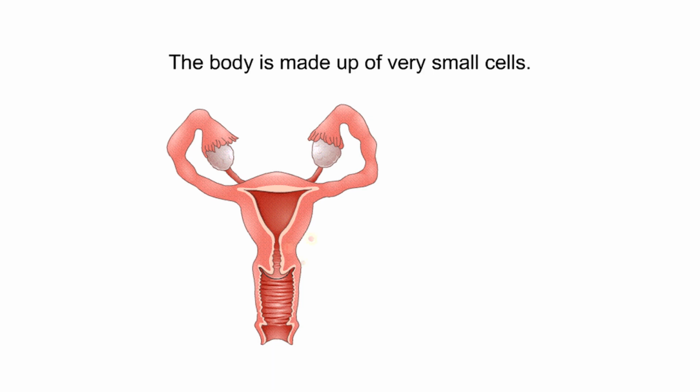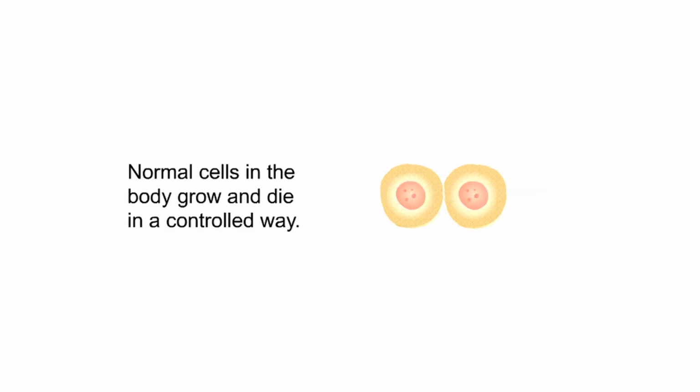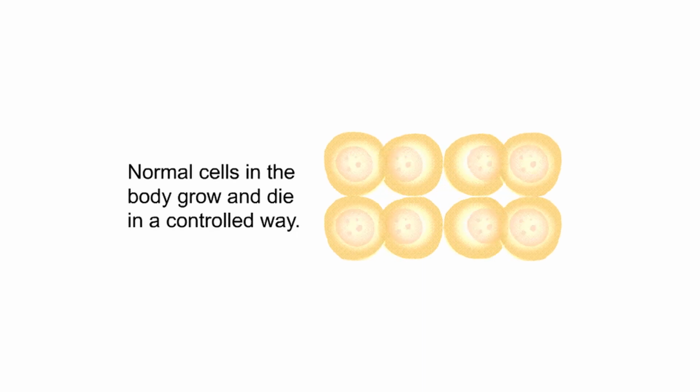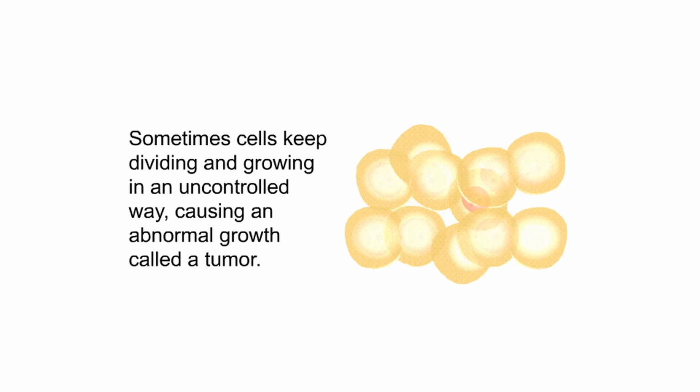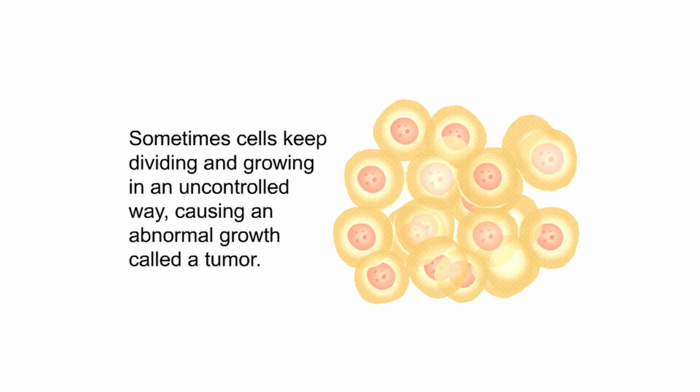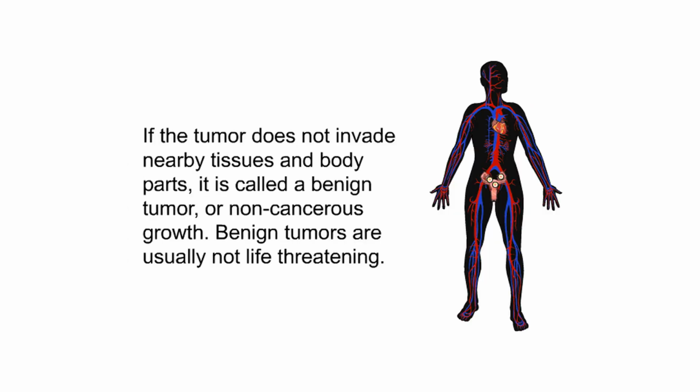Uterine cancer. The body is made up of very small cells. Normal cells in the body grow and die in a controlled way. Sometimes cells keep dividing and growing in an uncontrolled way, causing an abnormal growth called a tumor. If the tumor does not invade nearby tissues and body parts, it is called a benign tumor or non-cancerous growth. Benign tumors are usually not life-threatening.